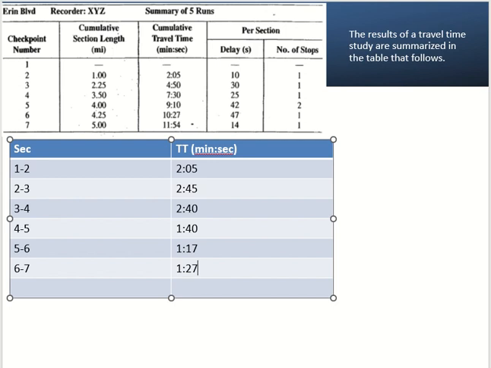Second thing they asked me for, it's written in the question. They are asking me for the travel speed of each section. I already have travel time. I need what now? The length. The length is again given, but it is again cumulative. So the same thing which I did with the travel time, I have to do it with the length as well.